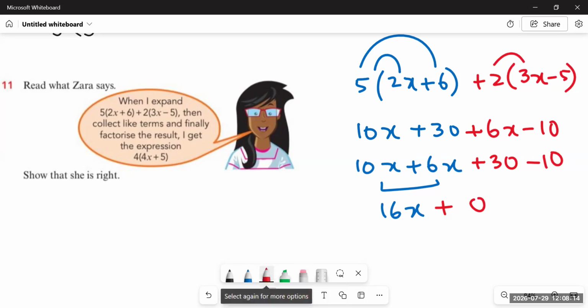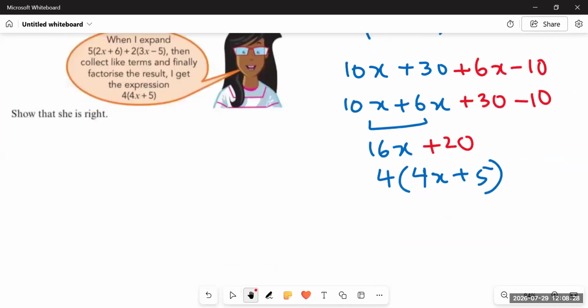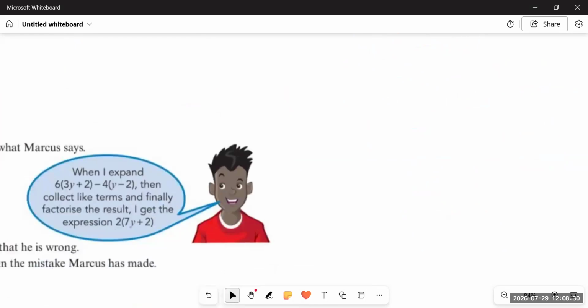Wait, it's 20 actually. Yeah, right. Between 16 and 20, we have 4 in common. So yes, it's 4 bracket 4x plus 5. So she's absolutely correct. Yes, she's correct. Now let's see what's in question number 12.